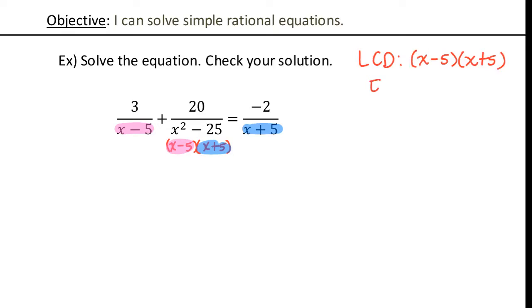And then the excluded values is anything that would make the LCD 0. So x cannot equal, remember to just switch the sign. That one's a minus 5, so it's going to become positive 5. And then this other one is a plus 5, so switch it to negative 5. My excluded values are 5 and negative 5.